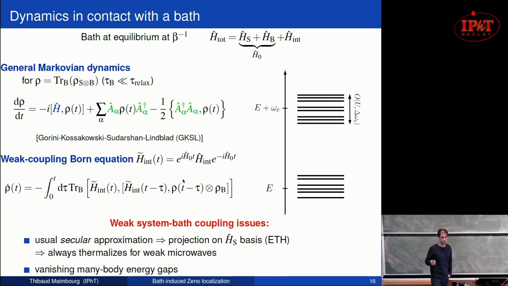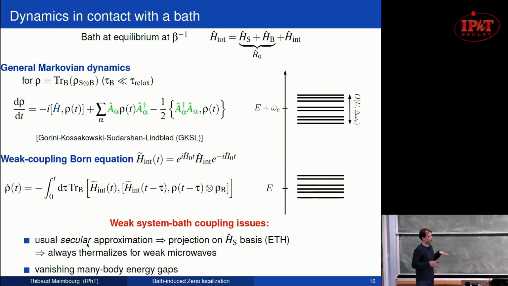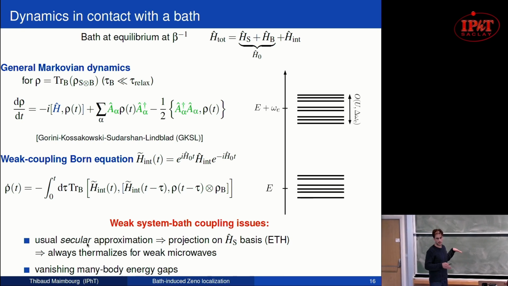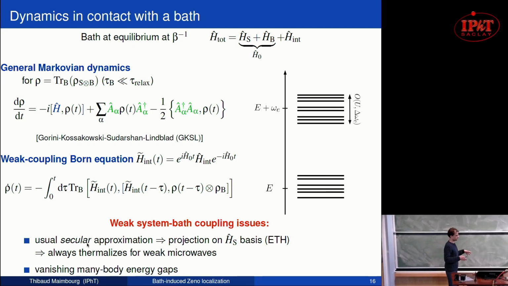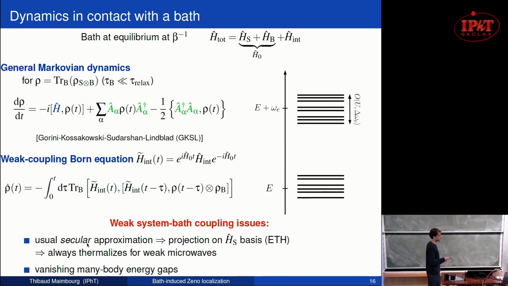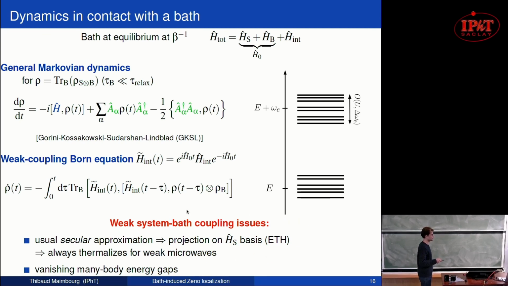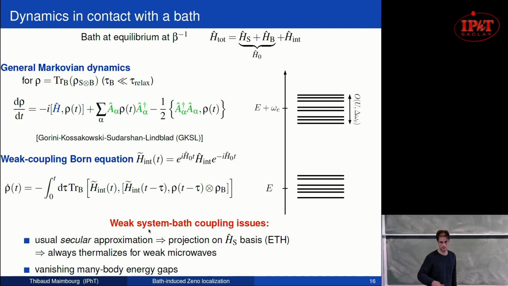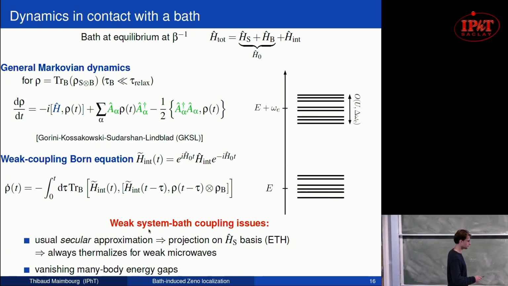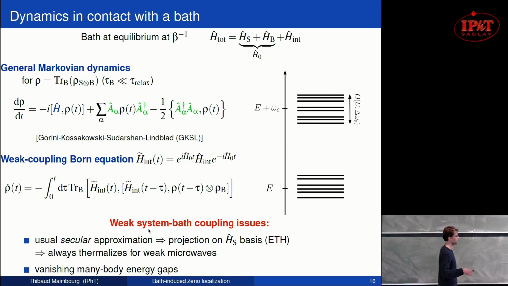The problem is that if you do this, the so-called secular approximation, it always projects the system at long times on the eigenstates of the Hamiltonian, which is fine if you want things to thermalize, but here we are considering a more general case. So the problem of this approximation is that it makes the system thermalize no matter what. Okay, I will come back to this a bit later.